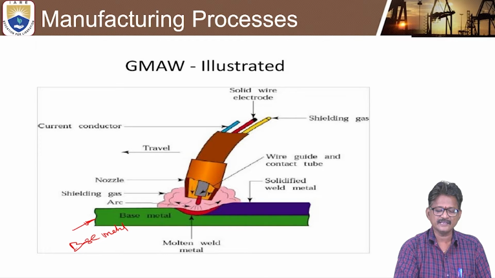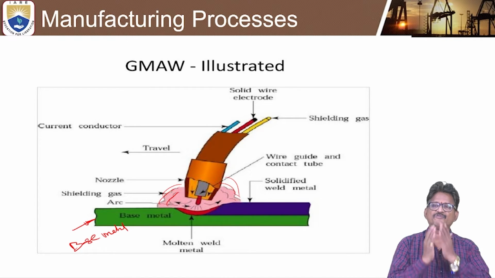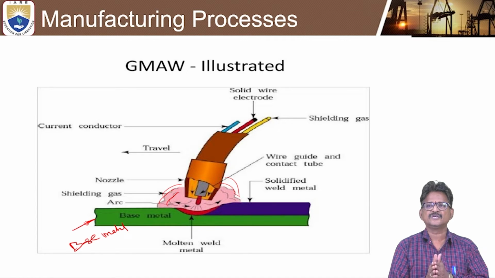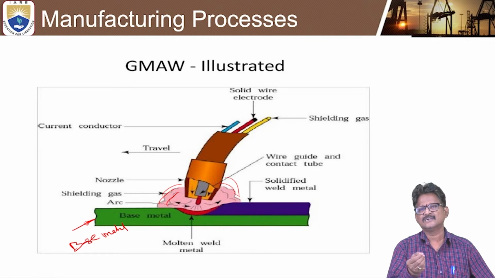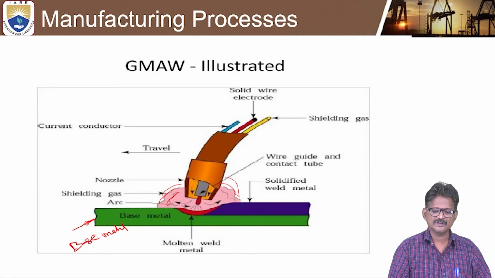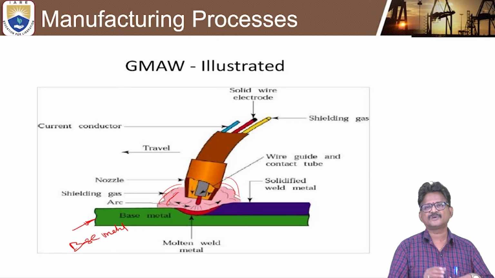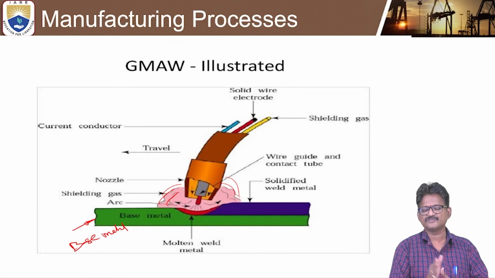Okay, and here you can see the shielding occurs around it, and whenever the arc is introduced, some flower-shaped shielding is formed. Whenever the wire touches the contact guide, again a solid wire is introduced once again. So this is how gas metal arc welding is performed. Here the travel is left to right.